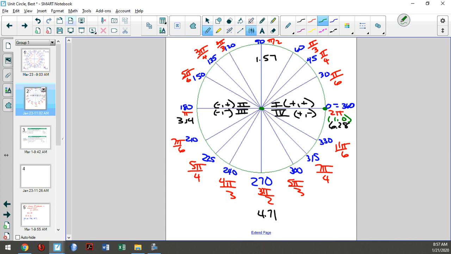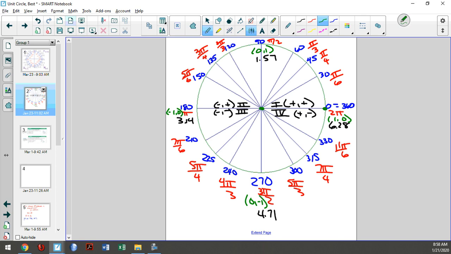What does 90 degrees correspond to? 0, 1 corresponds with 90 degrees because it's the unit circle. It has a radius of 1 going out in every direction, north, south, east, west. What does pi correspond to? -1, 0. What does 3 pi over 2 correspond to? 0, -1. What does 2 pi correspond to? 1, 0. All right, now what we've started to do is to write down the x and the y coordinates.